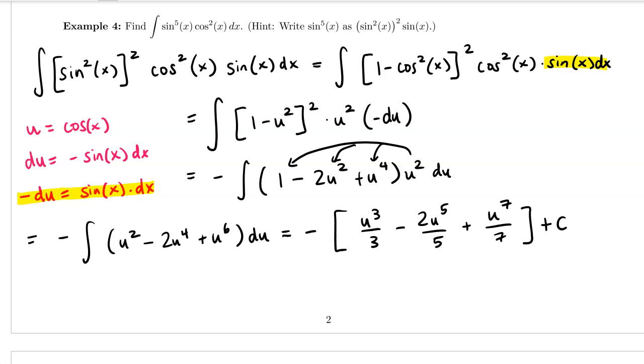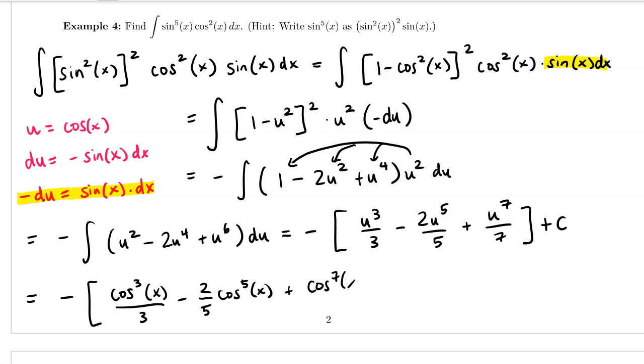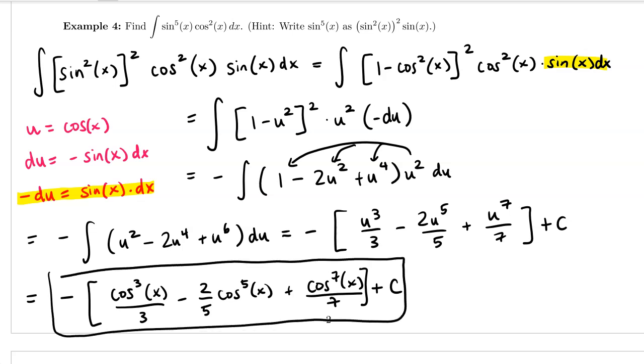Okay, so now at this point, we want to plug cosine back in for u. I'm going to leave the negative sign factored out, but you can distribute it if you'd like. And there's our final answer.